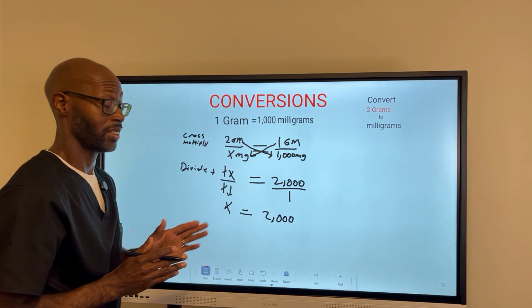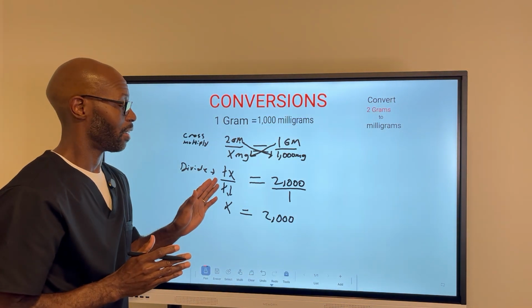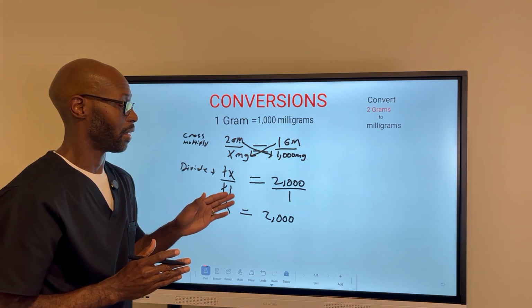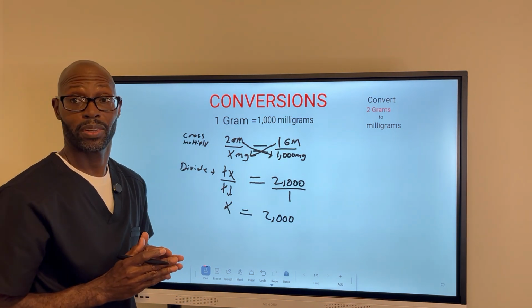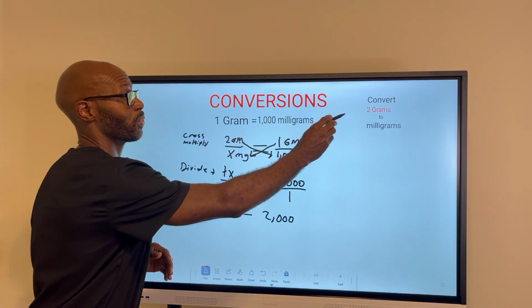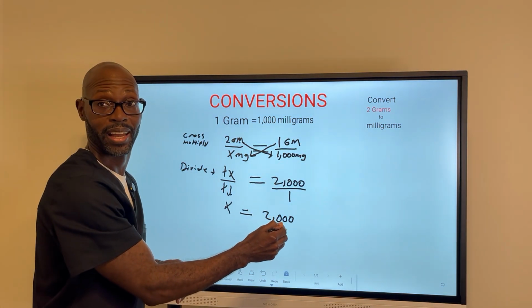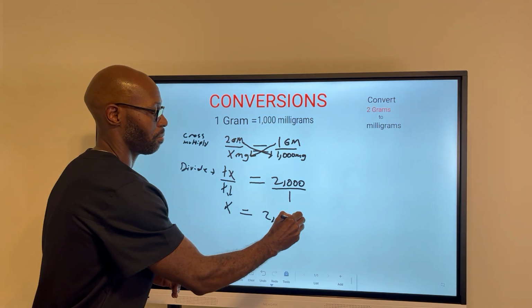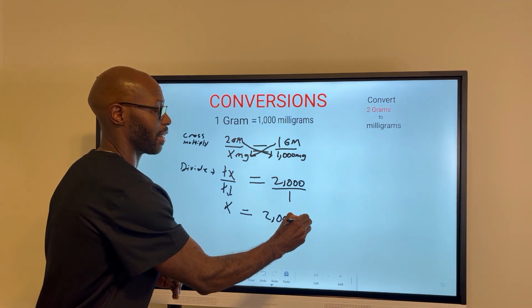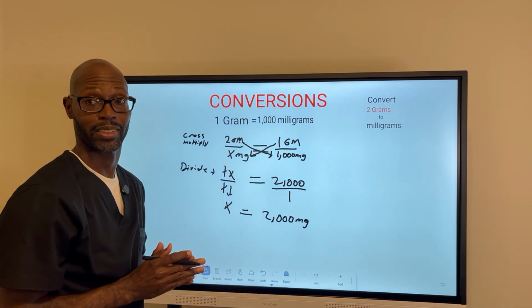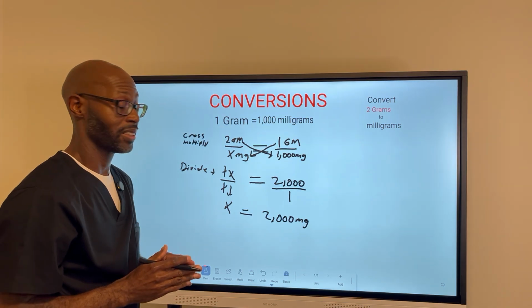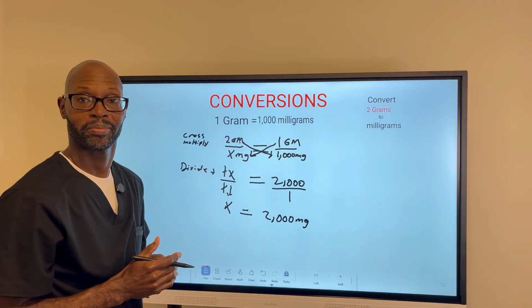Okay, so now you're still not finished. You've got to add your units. So what did we say we're going to be doing? We're going to convert 2 grams to milligrams. So we've now gotten our answer as 2,000. Now write down your mg for milligrams. So at this point, your answer is 2,000 milligrams.